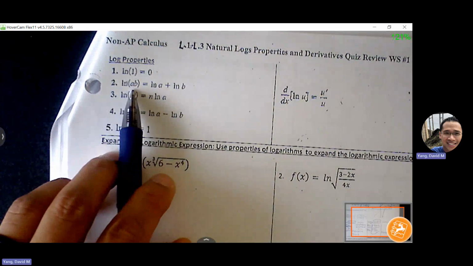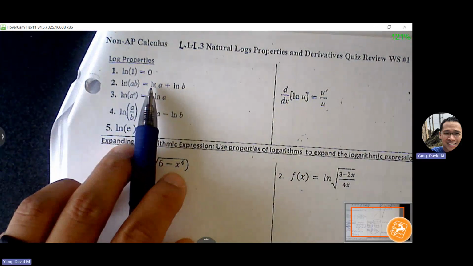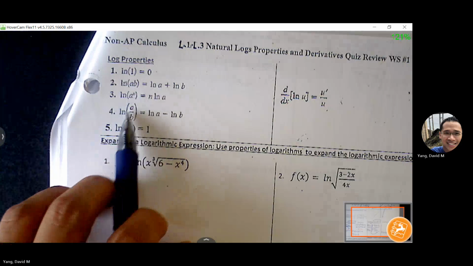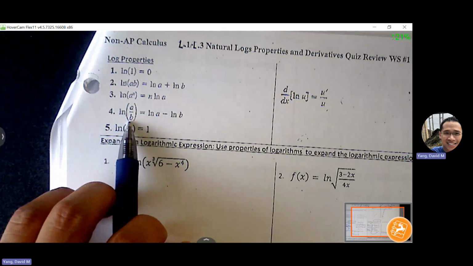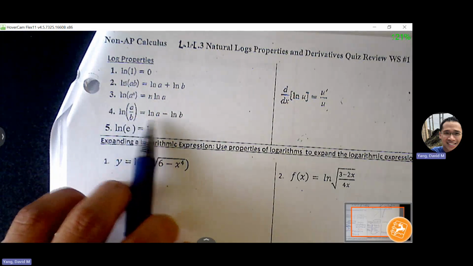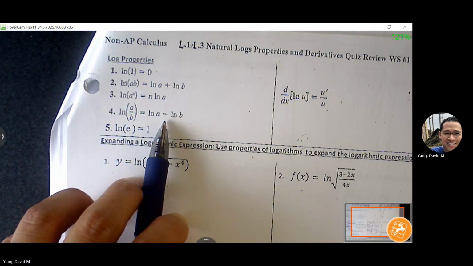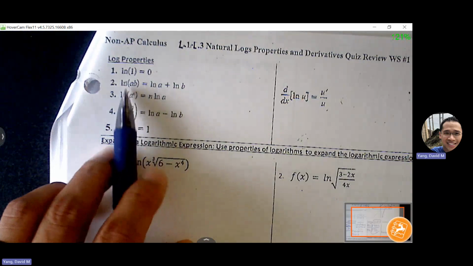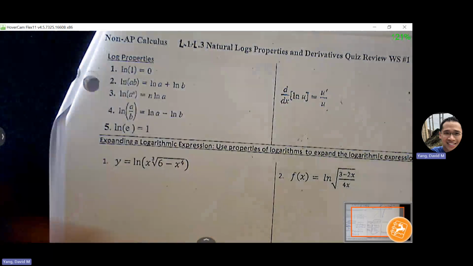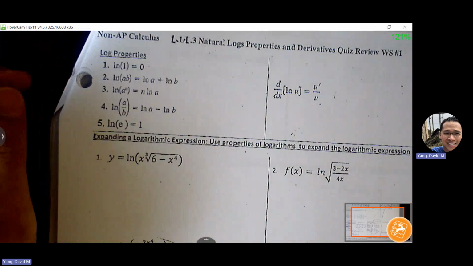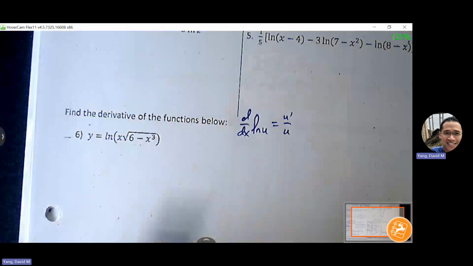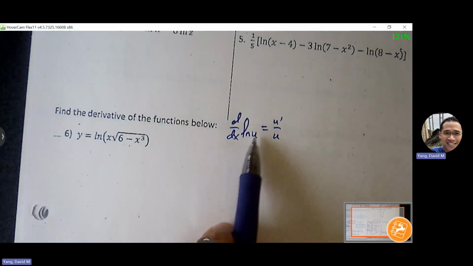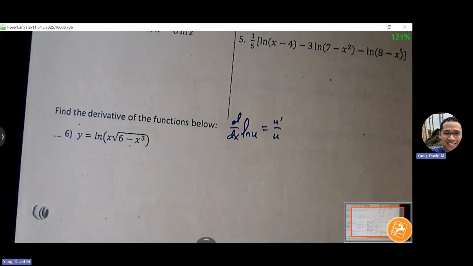If I have natural log of a times b, I can expand that into natural log of a plus natural log of b. If I have natural log of a over b, I can expand that into natural log of a minus natural log of b. And then if I have natural log of a to the nth power, I can bring that exponent down and make it n times natural log of a. What does the u stand for, please? Oh, the u just represents whatever is inside the expression. It could be x. It could be anything in a set of parentheses.